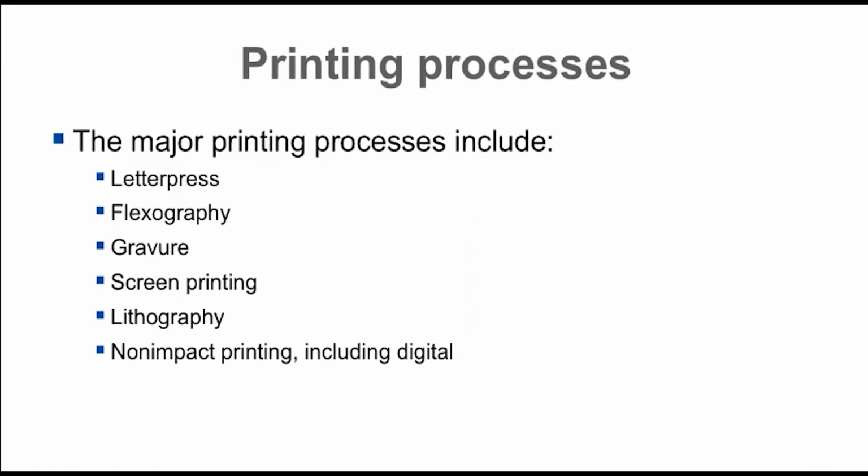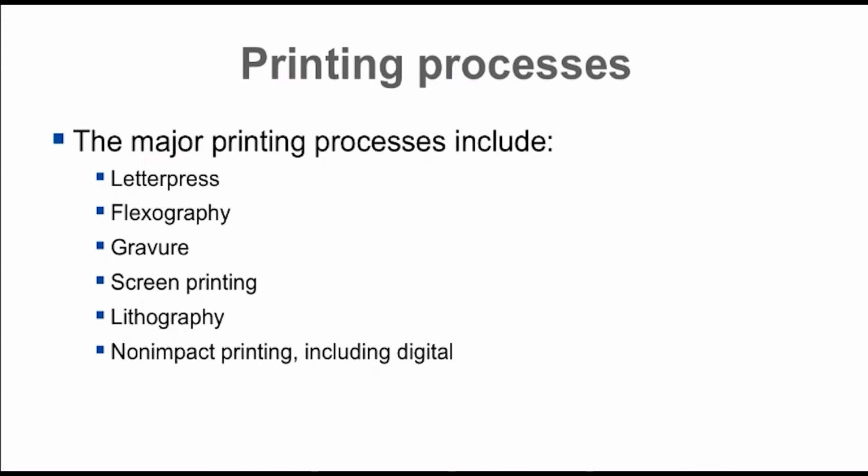So now that we've defined what a printing process is, and we've covered some basic terminology, now let's get into what the major printing processes are. The major printing processes include letterpress, flexography, gravure, screen printing, lithography, and non-impact printing, including digital.